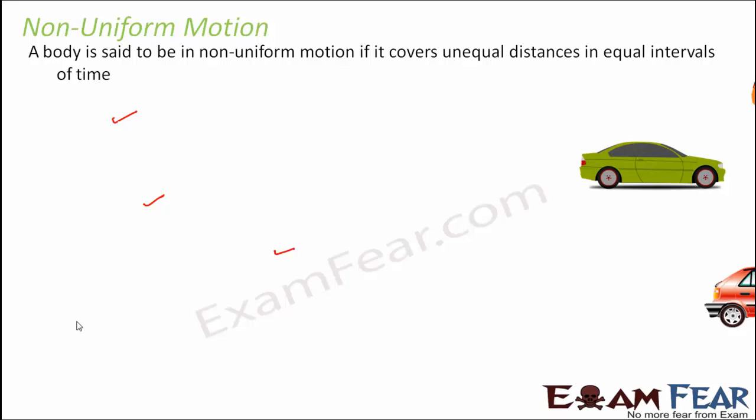So in case of non-uniform motion, maybe in the first 1 minute, it travels 200 meters. It can happen that in the next 1 minute, it travels 500 meters. Again, it might happen that in the next 1 minute, it travels 10 meters. So this is an example of non-uniform motion.